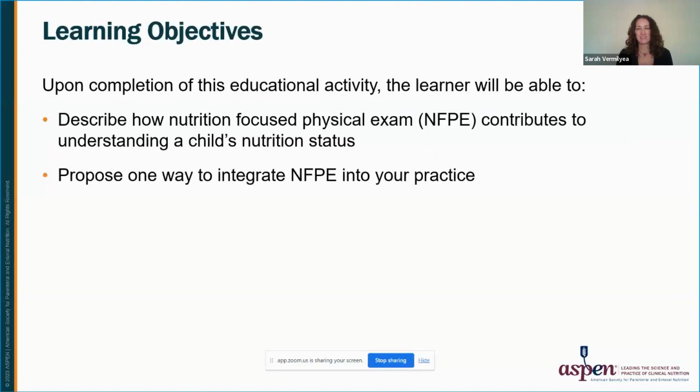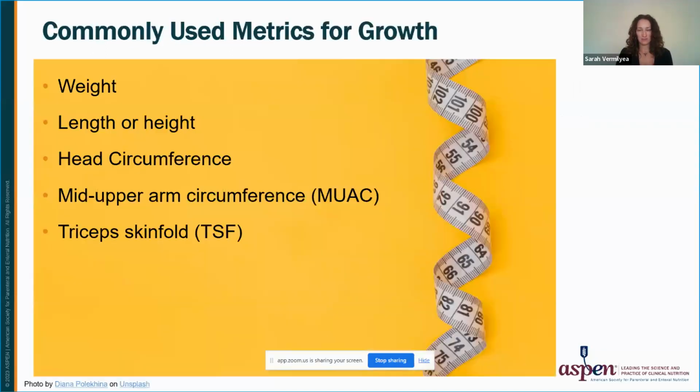Today, the objective is that you all will be able to describe how nutrition-focused physical exam contributes to understanding a child's nutrition status and to propose one way to integrate or further integrate NFPE into your practice. Like Dr. Algotar did a great job of showing how labs are sometimes helpful in different situations. Another big part of being a pediatric dietitian and doing a nutrition assessment is, of course, using metrics to monitor growth. We have weight, length, height, head circumference, mid-upper arm circumference, and a little bit less often triceps skin fold.